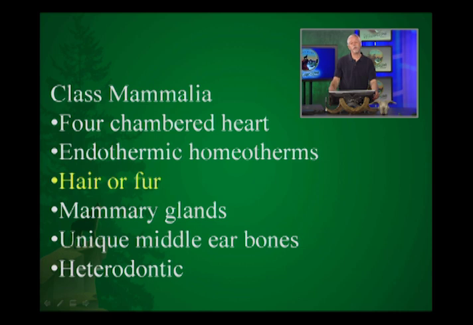They will have a product of the skin, which is either hair or fur, and so they have a keratinized skin. And then really a unique feature for mammals is that they have mammary glands, these milk-producing glands. And the young will feed on milk for at least a portion of their lives. And then also mammals have unique middle ear bones.